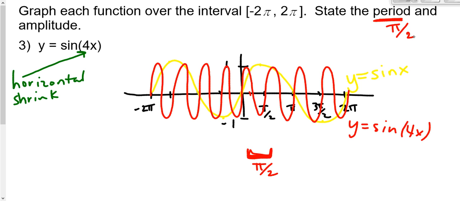If you take the normal period of the sine graph, which is normally 2 pi, and you divide it by 4, you get this new period. The amplitude did not change. It's still going up to a height of 1 and down to a height of 1. So the distance from the center to the top is still 1.